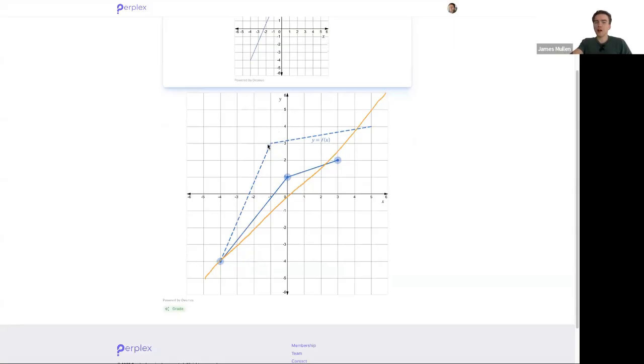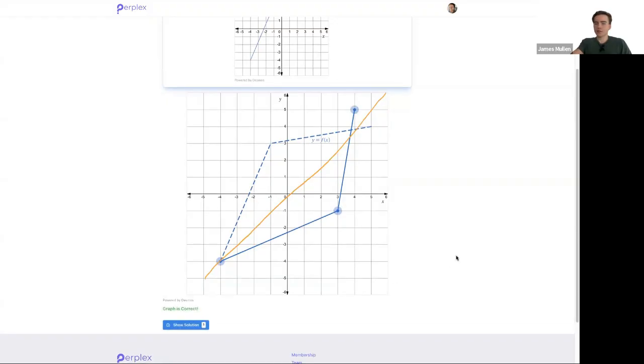Now the point negative 1, 3, if I switch the x and y coordinates, is going to become 3, negative 1. So that's just going to go here. And then the point 5, 4, if I swap x and y, becomes 4, 5. So that just goes there. If I hit grade, the graph is correct. Perfect. Any questions about this?